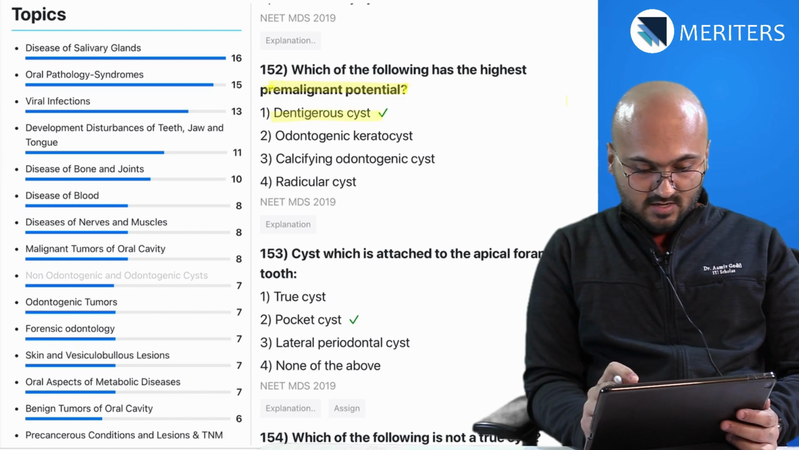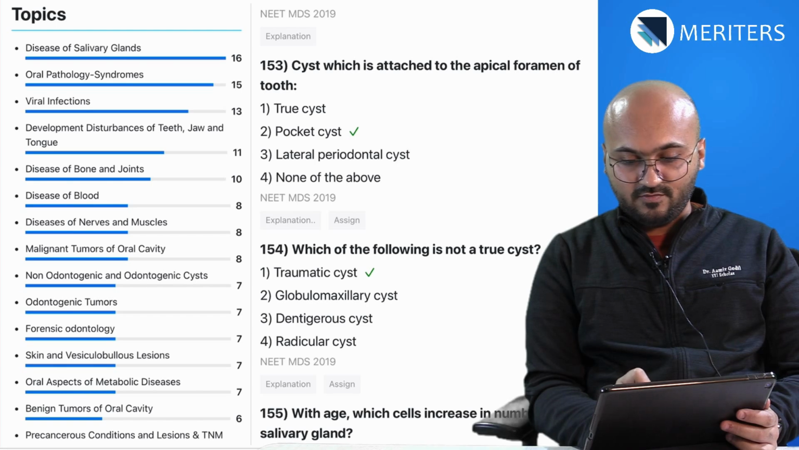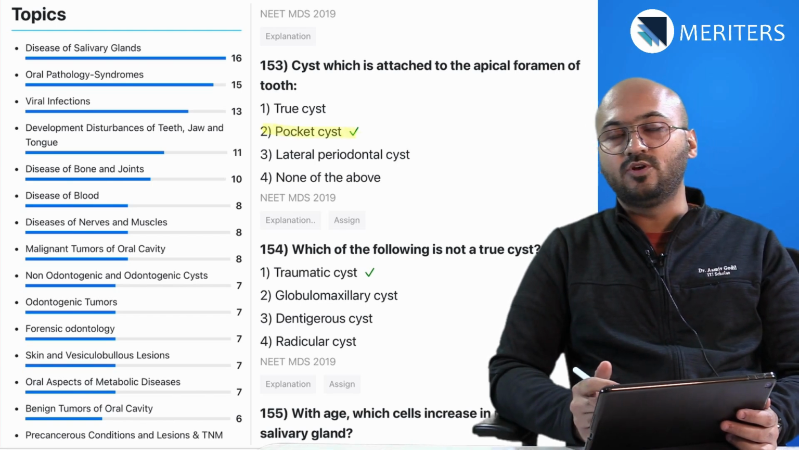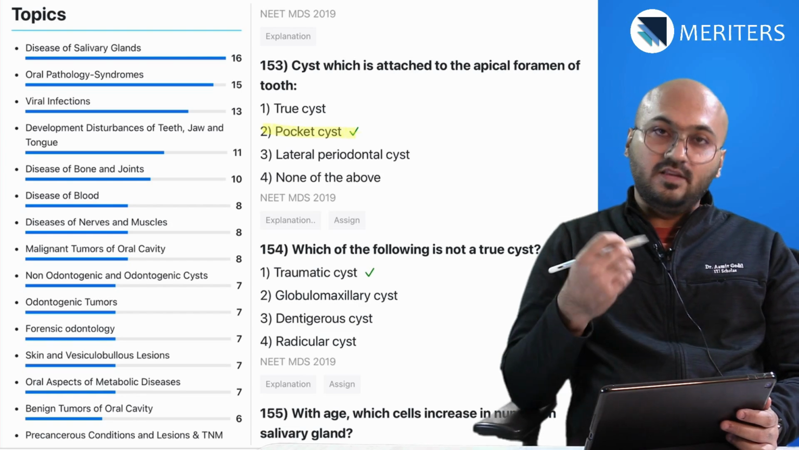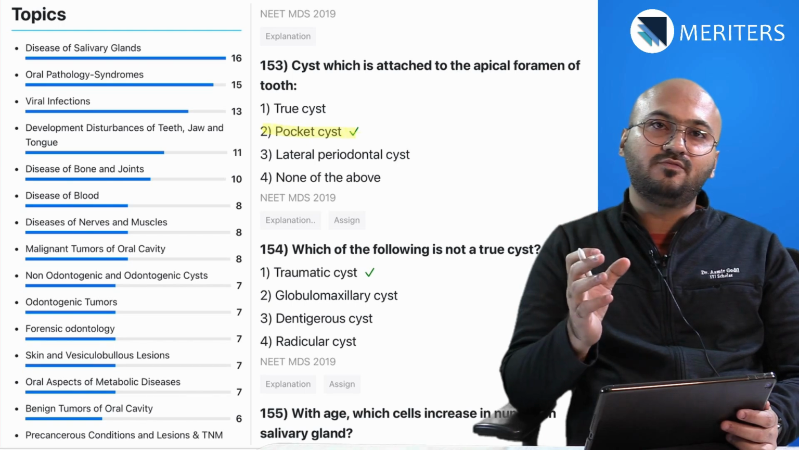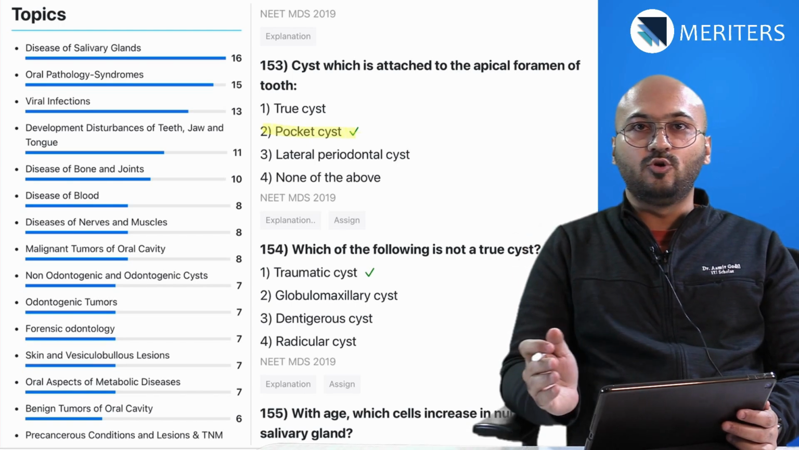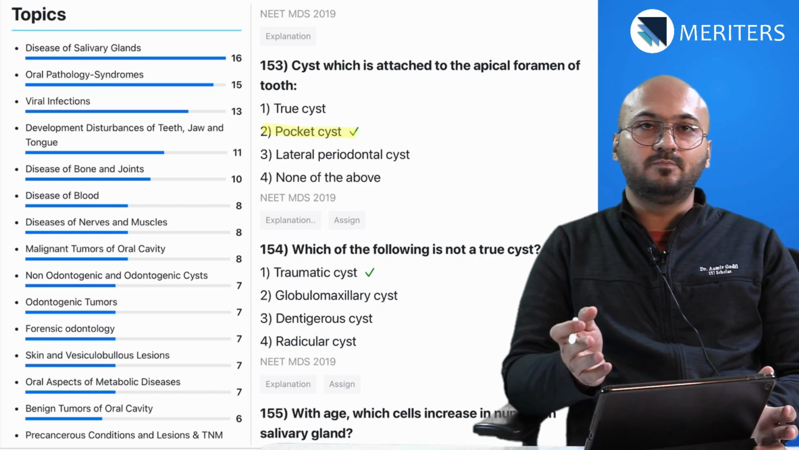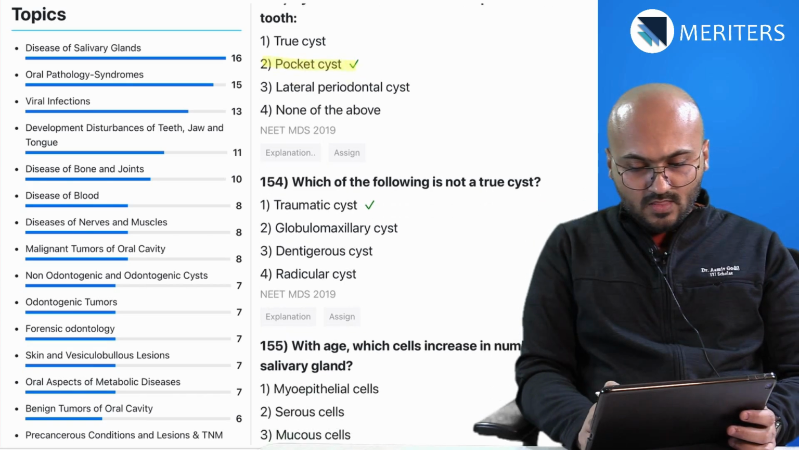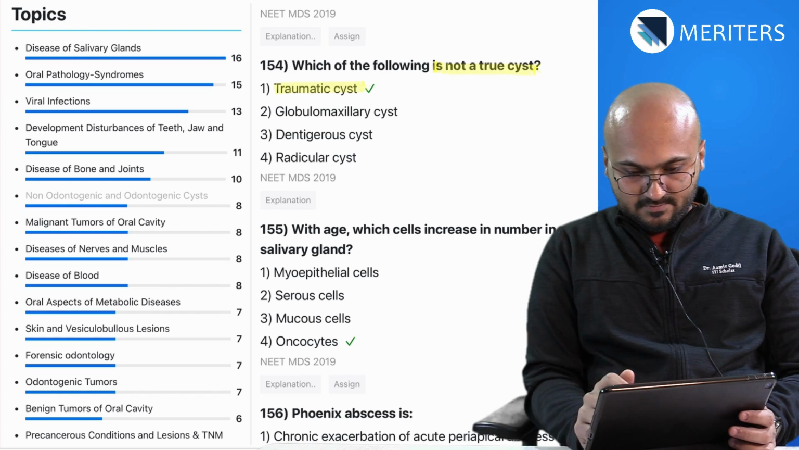Dentigerous cyst, again belongs to cyst. Then the cyst which is attached to the apical foramen of a tooth is a pocket cyst. So as you can see in 2019, so many questions appeared from cyst. The reason why I'm telling you this again and again is don't think that because you have left one topic, it's only going to be 1 or 2 questions that you will miss out. It could be that in that particular year, many questions may appear from one topic, right? Then which is a pseudocyst or not a true cyst or traumatic cyst.